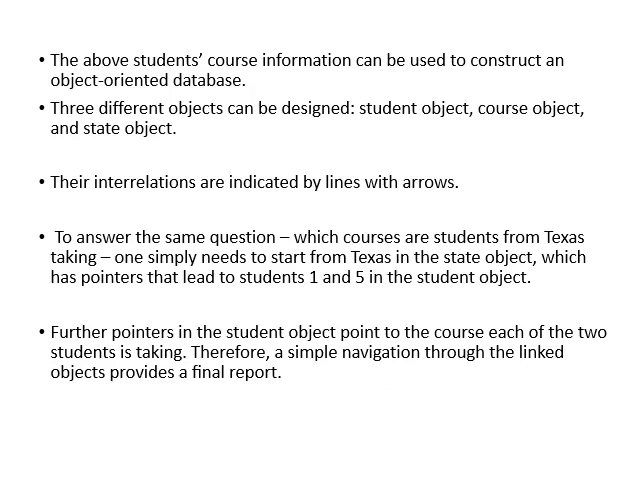So the above students' course information can be used to construct an object-oriented database. There will be three different objects: student object, course object, and state object. Their interrelations are indicated by lines with arrows. To answer the same question, which courses are students from Texas taking, one simply needs to start from Texas in the state object, which has a pointer that leads to student number 1 and student number 5 in the student object, and further pointers in the student object point to the course each of the two students is taking. Therefore, a simple navigation through the linked objects will provide you with the final report in the object-oriented database.